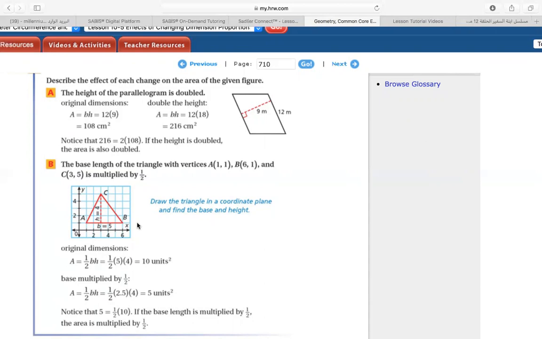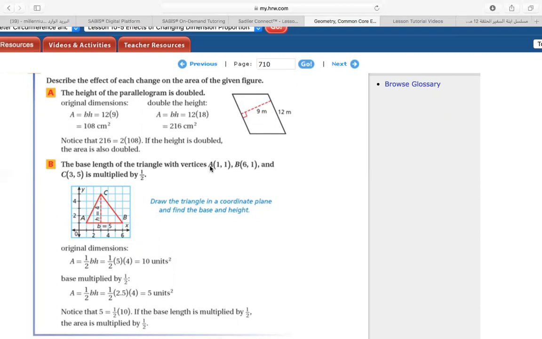The base length of the triangle with vertices A (1, 1), B (6, 1), and C (3, 5) is multiplied by half. Multiplied by half means it is half its length. Okay, so I am going to plot first my points.